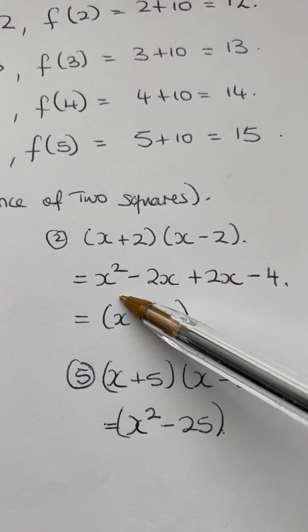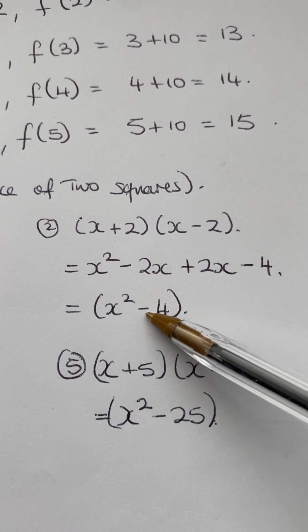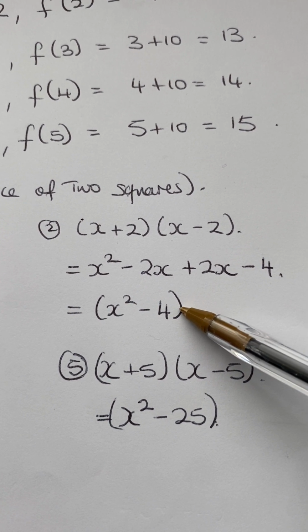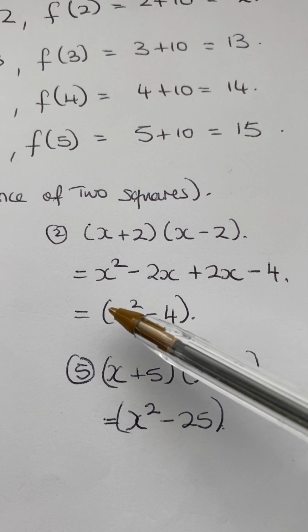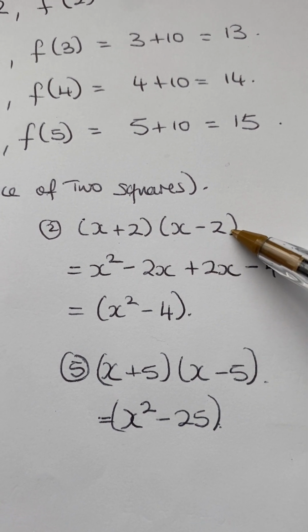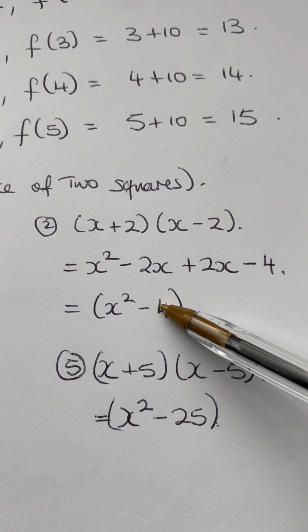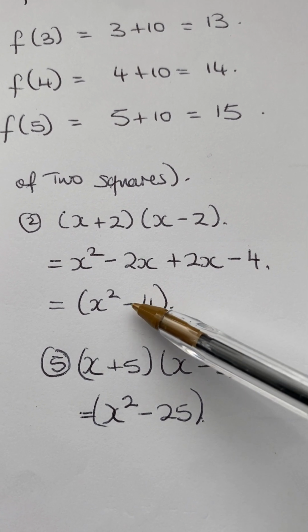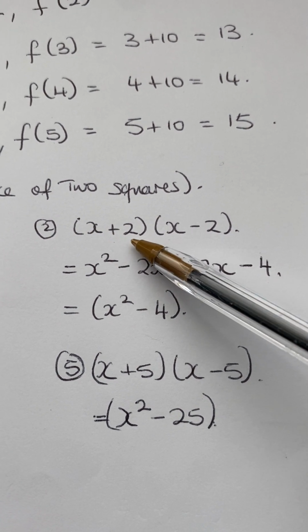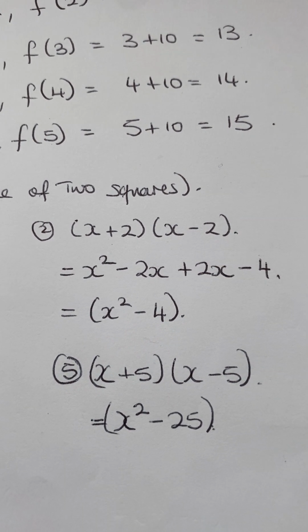So now here is the difference of two squares, x squared minus 2 squared. So (x plus 2)(x minus 2) will give us that. And in the last video, I remember I said, assuming you had (x plus 2)(x plus 2), your answer will be different.